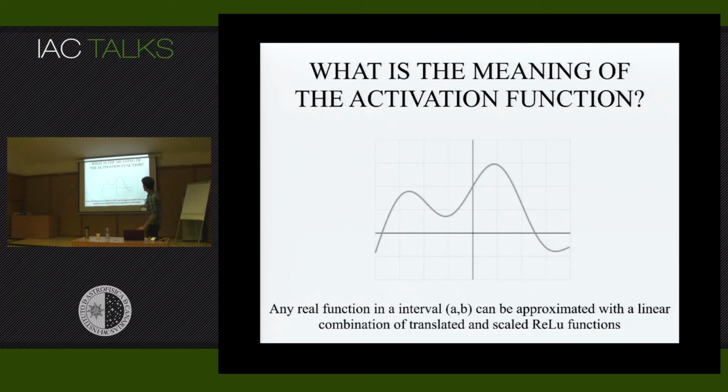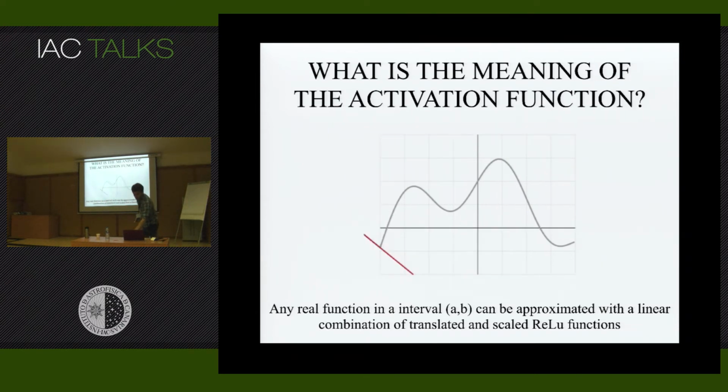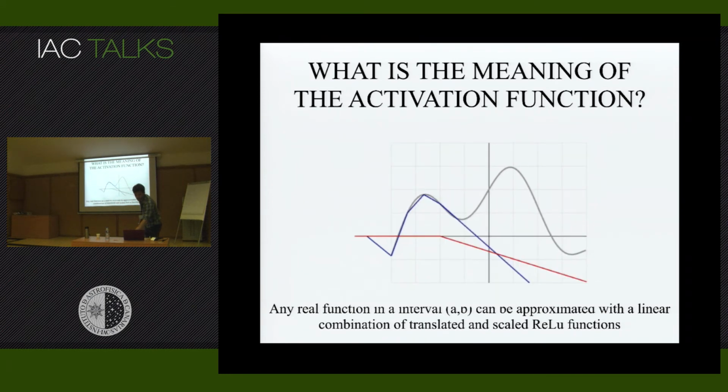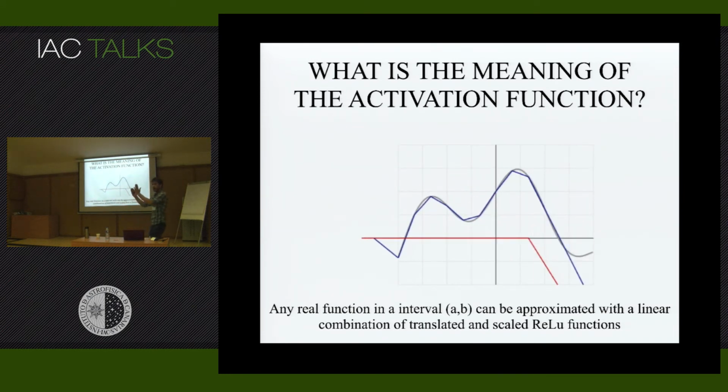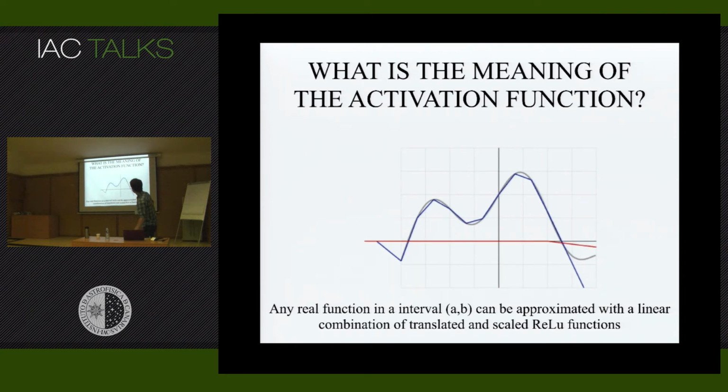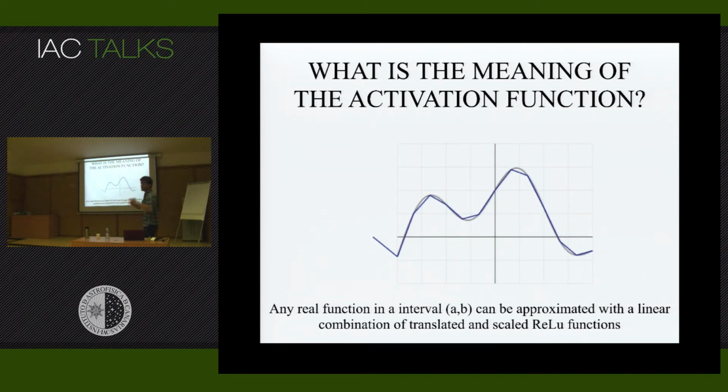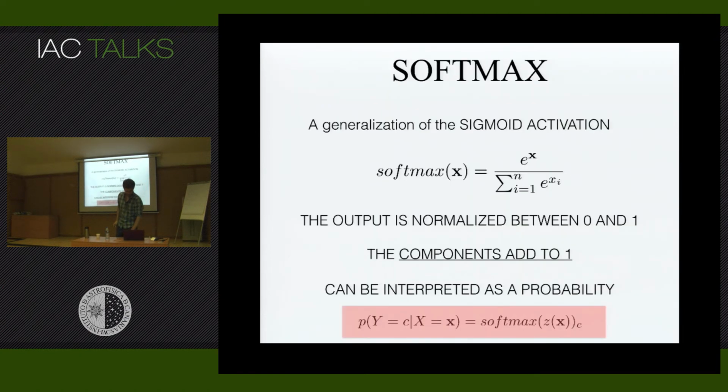So for example, if you want to use a neural network to approximate this function over here, it's very easily done with a combination of different ReLUs that you scale differently and you translate. So by introducing this nonlinearity, you are able to reproduce complex functions. It's very easy to see with hand-waving. I'm not going into details again. I just want you to get the meaning, more or less, of this idea.